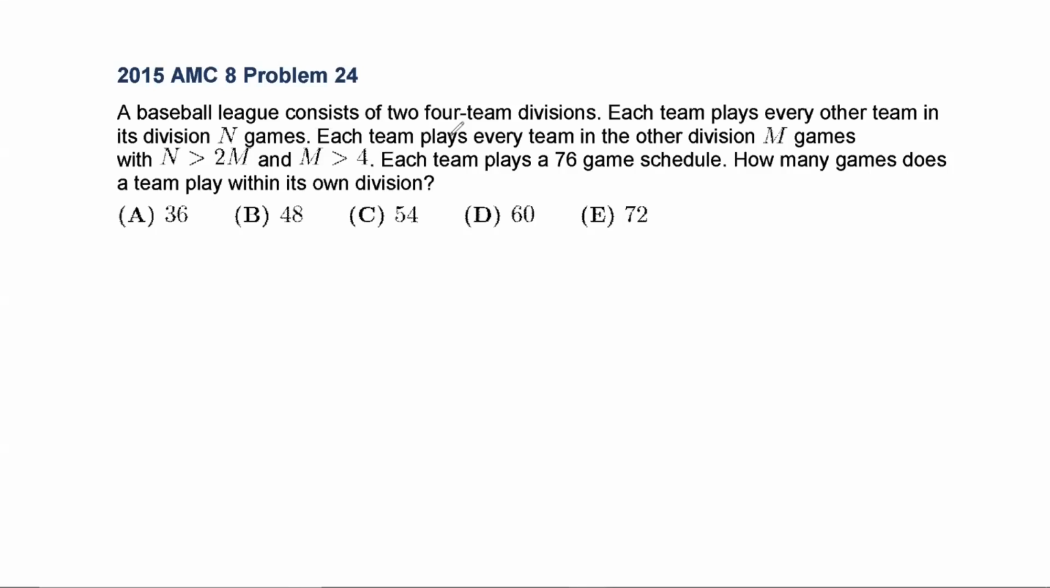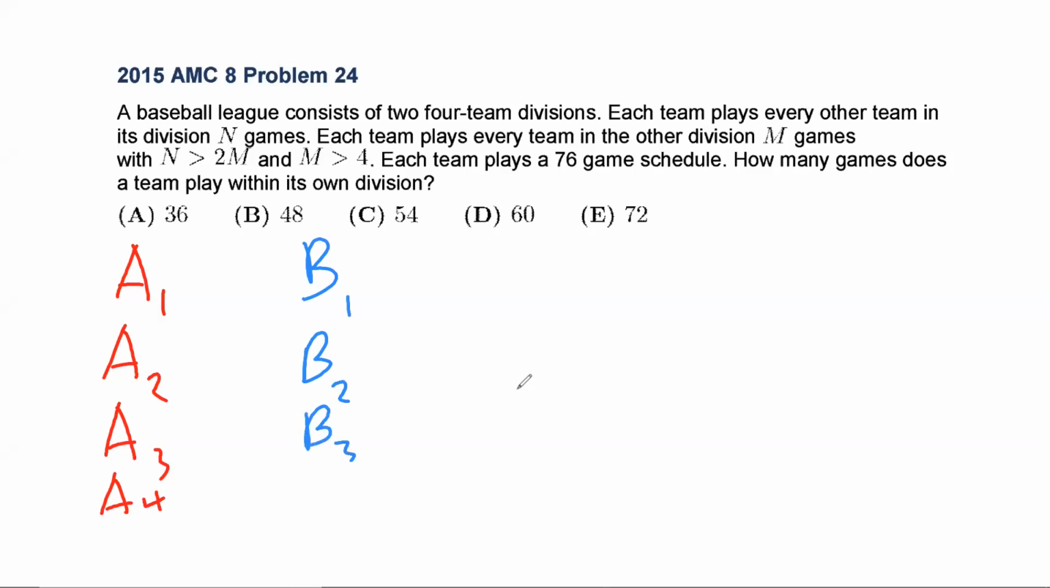Okay, so let's get started. Let's just try to draw a picture of all the teams. On the left side here, you have 2 4-team divisions. In the first division, you have 4 teams. Let's say they're A1, A2, A3, and A4. On the right side, you have another 4 teams in a separate division, B1, B2, B3, and B4.